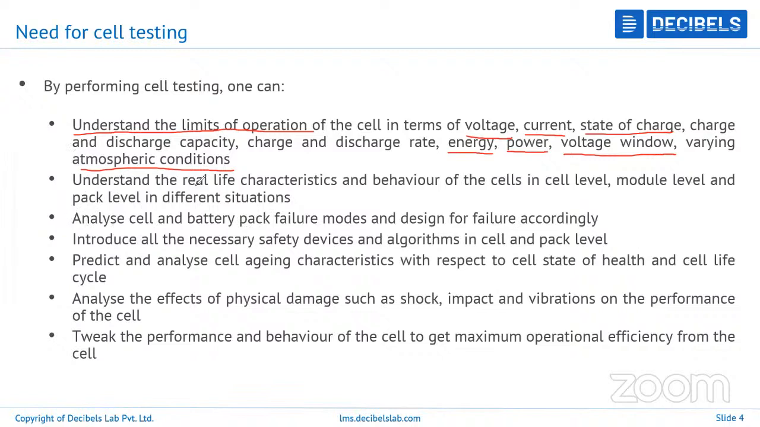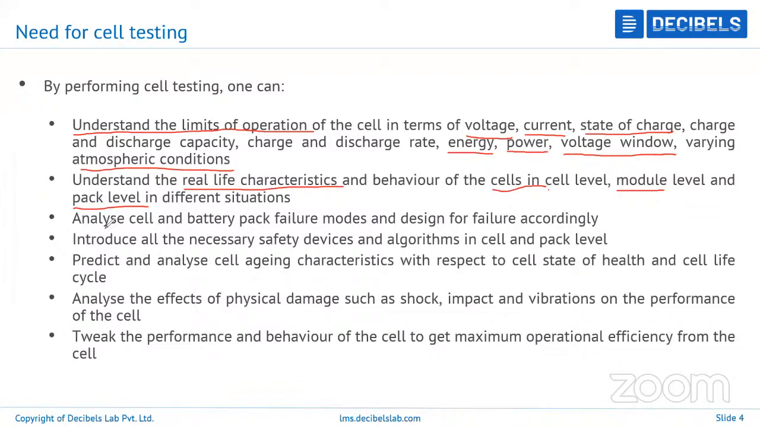Following which, we'll also be able to understand real life characteristics and behavior of the cells at cell level, module level, and at pack level. So basically, a battery pack is not just a collection of individual cells. It is cells that are made into small groups called modules, and a group of modules forms a battery pack. Okay, so that's how we classify battery packs. And by performing cell testing, we also know the real life characteristics, like its internal resistance, its voltage behavior, its current, its capacity, all of these.